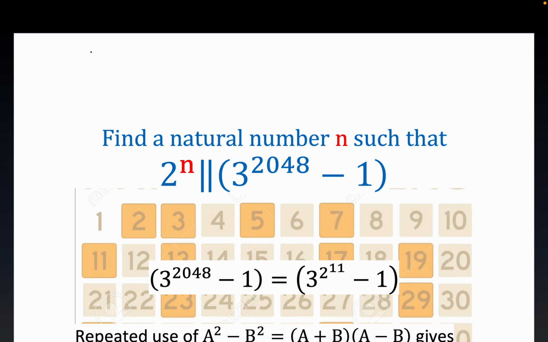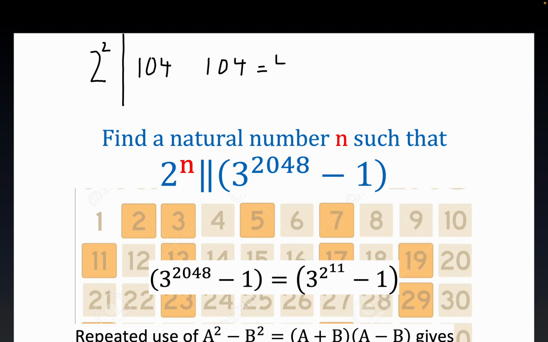Hey everybody, let's take a look at what this double vertical bar means before we dive into this problem. 2 squared divides, single vertical bar, 104, since 104 is equal to 4 times 26. All right, now that's clear, right? That's what we mean by divides.